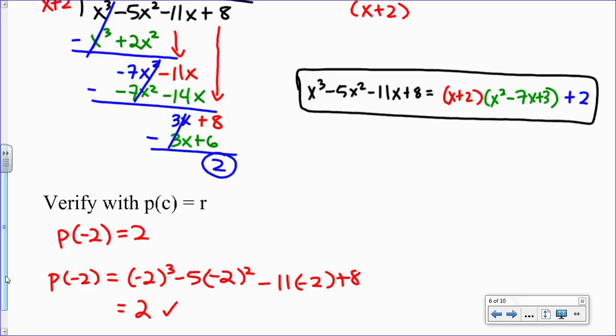Okay, so if you get a remainder of 0, that means, so it's x plus 2, so if we divided by x plus 3 and we got a remainder of 0, so that if you plugged in a negative 3, you would get 0 as your answer. That means it's a factor. That means that it is an x-intercept. You get 0.